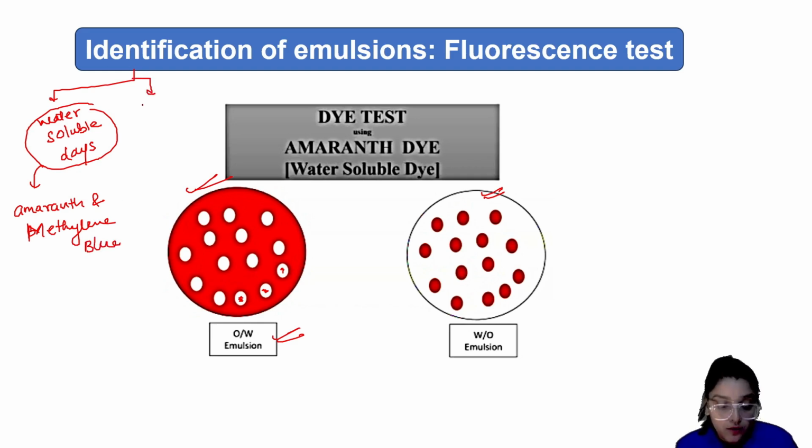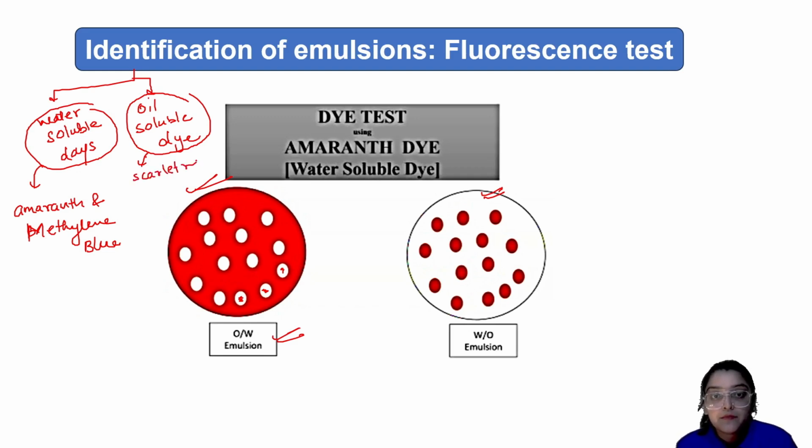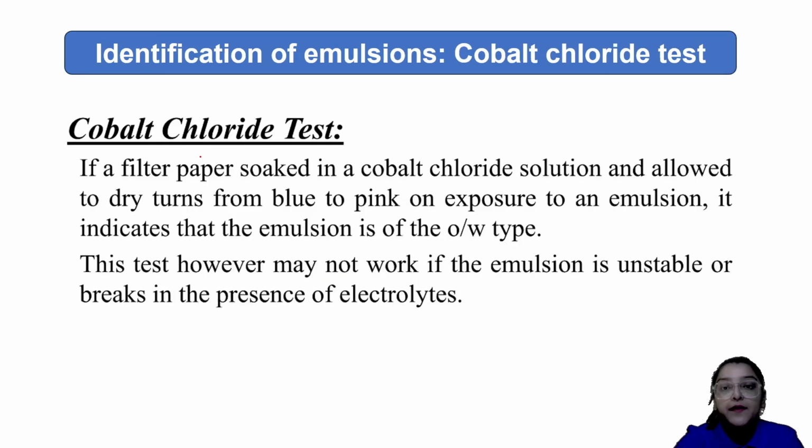The other type is oil soluble dyes, which provide color to the oil phase, whether it is in the dispersed phase or in the dispersion medium. Two examples for this are scarlet red and Sudan 3. Very important students, please note it down. A direct question can be asked. In this way, by the change of color, you can also detect the type of emulsion.